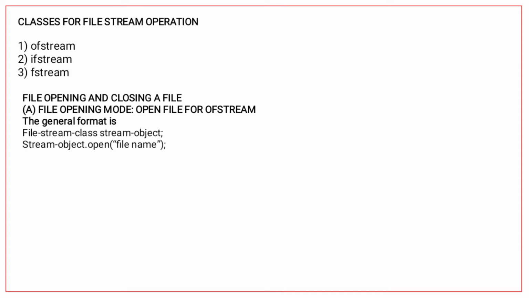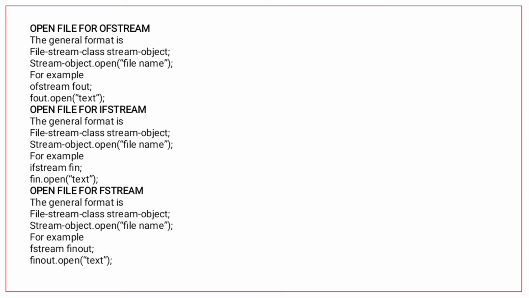Next topic is file opening and closing a file. File opening mode. Now the general format is file stream class, stream object dot open, file name. Now this is the general format of file opening mode. Now the first format is open file for ofstream. The general format is file stream class, stream object dot open, file name.